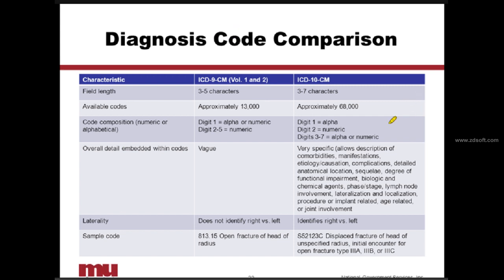I'm just going to highlight it for you. Okay, so over here, your first digit in ICD-10 is always an alpha digit. Your second digit is always numeric, and then your third through seventh digits can be alpha or numeric.